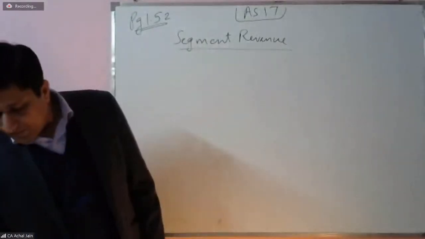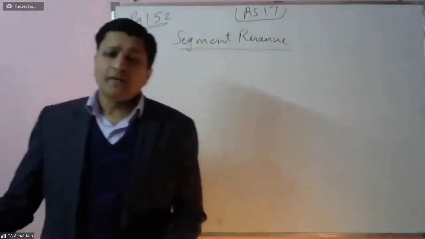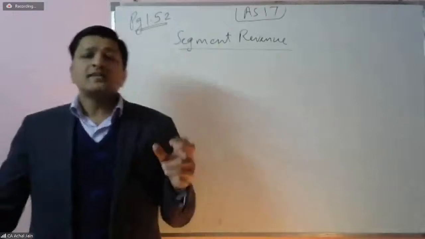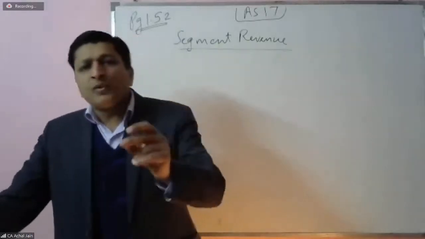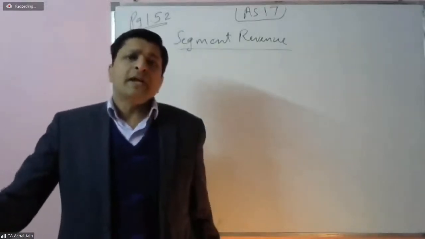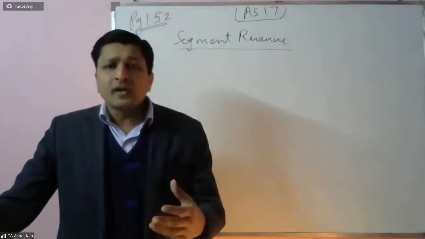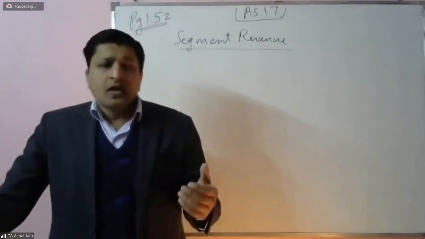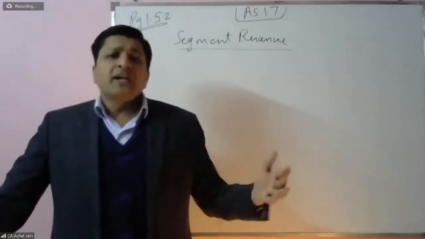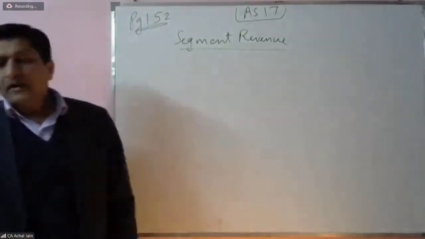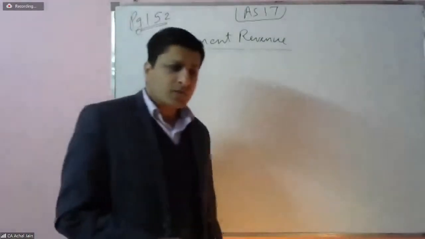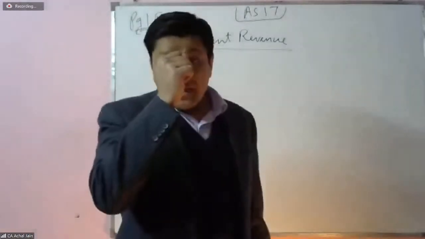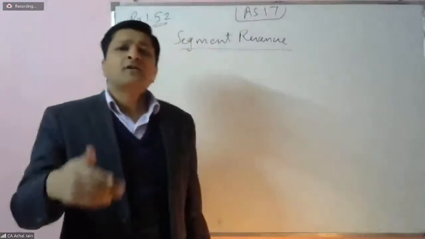Okay, so now the first part is about the revenue which is attributable to this segment. So that means out of the total revenue of the company or the entity, the portion of the revenue which pertains to this segment is required to be disclosed. Directly attributable means something which is in relation to this segment only.